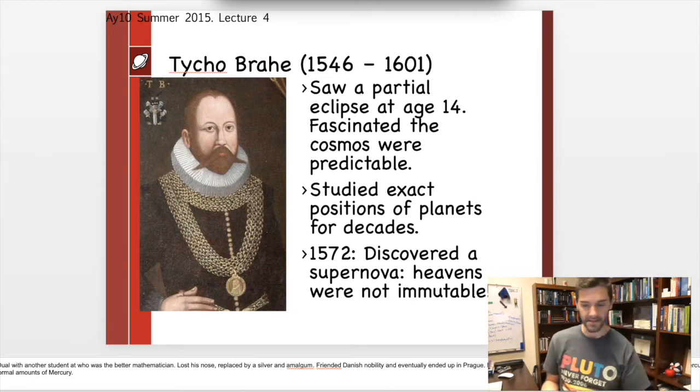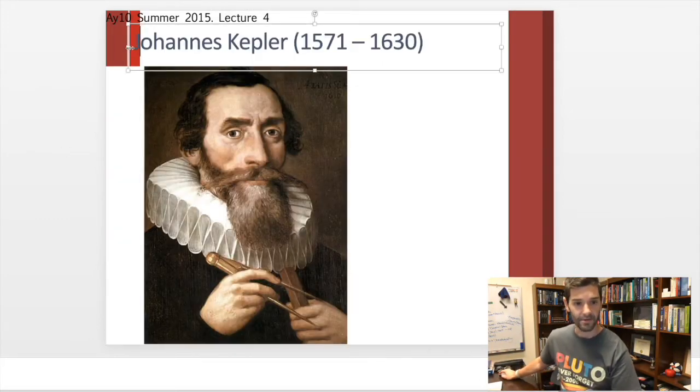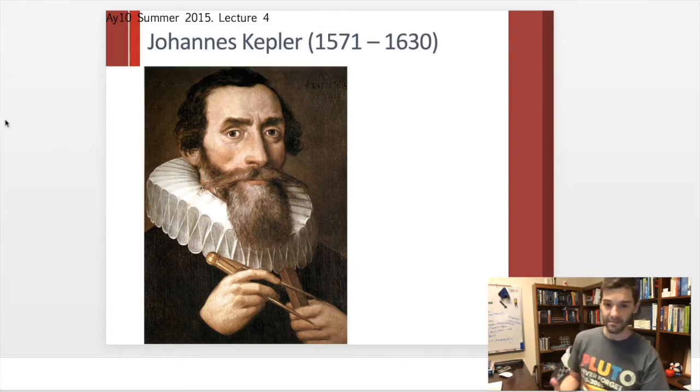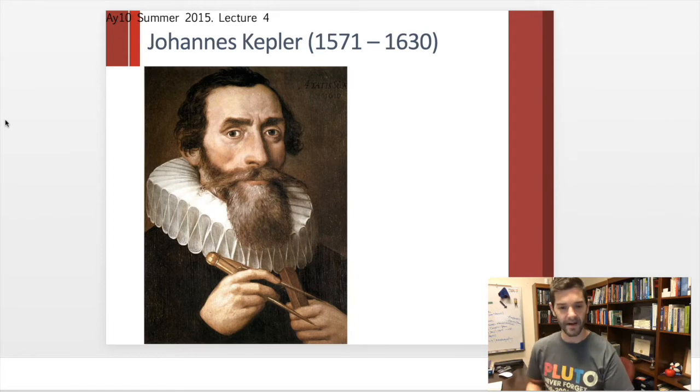So he had to hire an assistant, someone who he knew could help him figure out the mathematics, which led him to hire Johannes Kepler to come and help him figure out, okay, here's all this data. We need to figure out what this means.